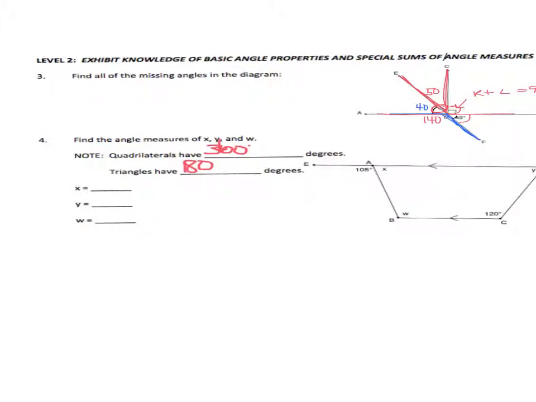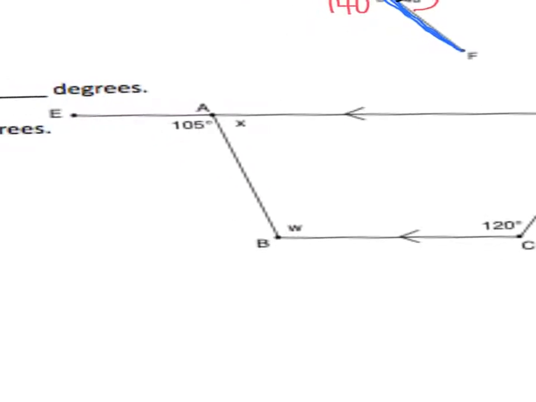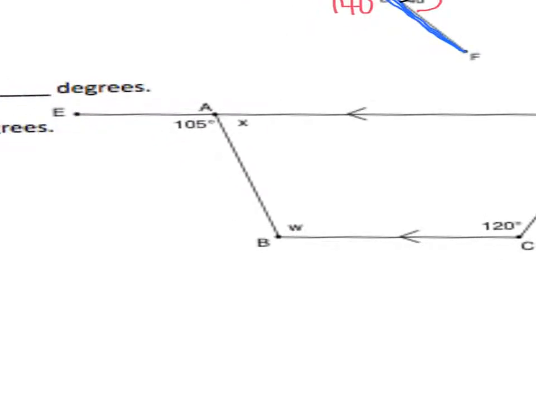So, if I look at this picture here, again, I look for straight lines. So I got this straight line here. So this is 105. That means this angle is going to be 75 to make 180 degrees.